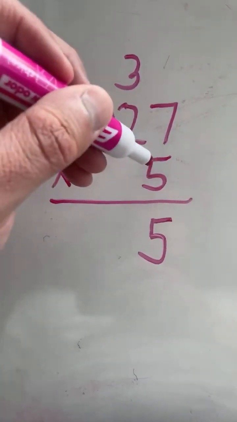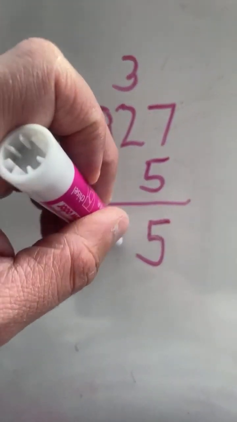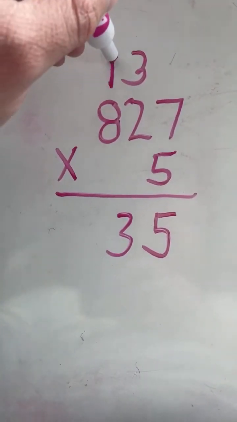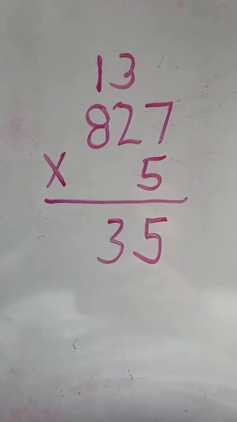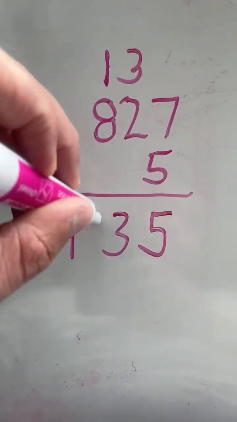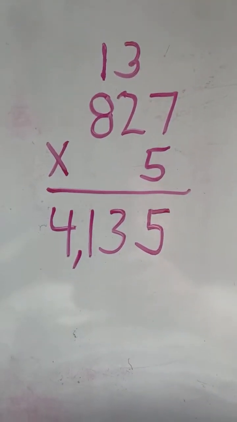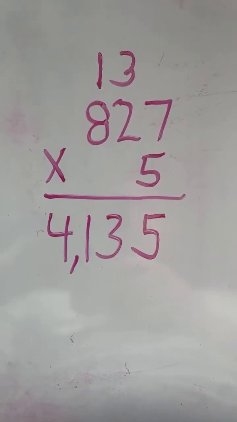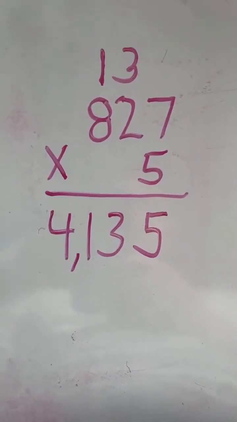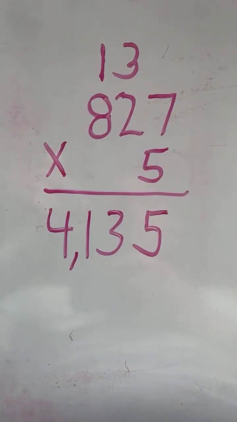2 times 5 equals 10, plus 3 equals 13. 3, carry the 1. 8 times 5 equals 40, plus 1 equals 41. And we have our final answer. 827 times 5 equals 4,135.